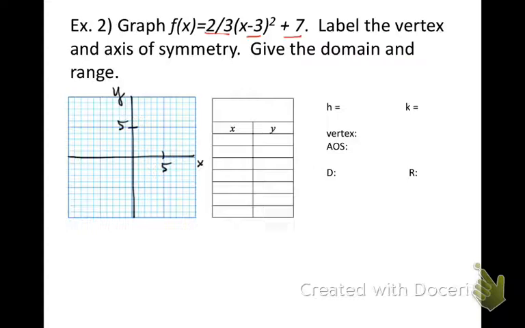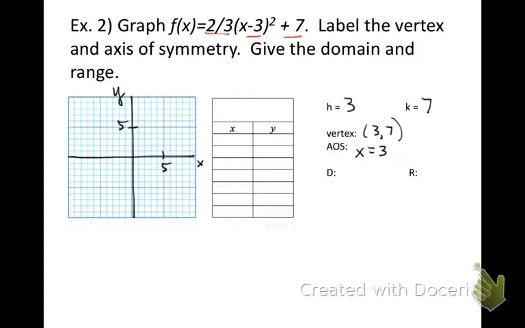So our h value is +3, it's opposite of what we see. Our k value is 7, and then those two values form our vertex. Our axis of symmetry is where x equals that h value.